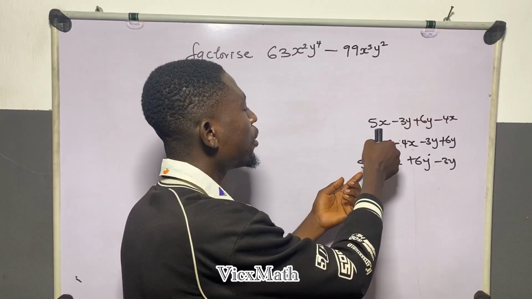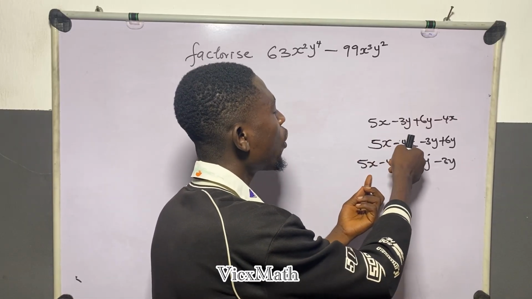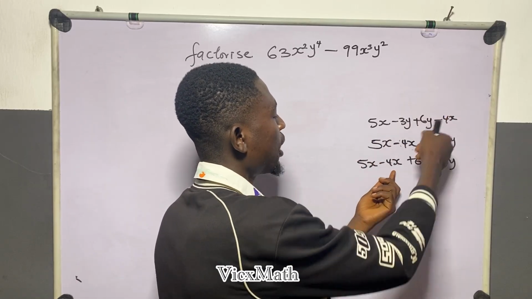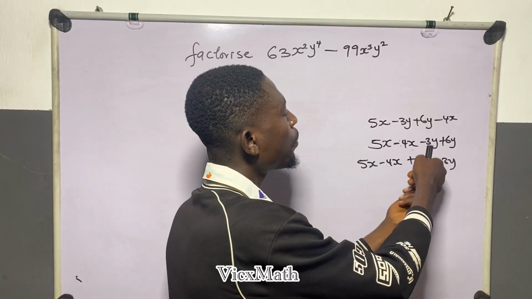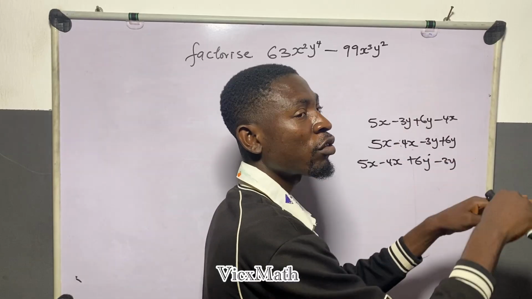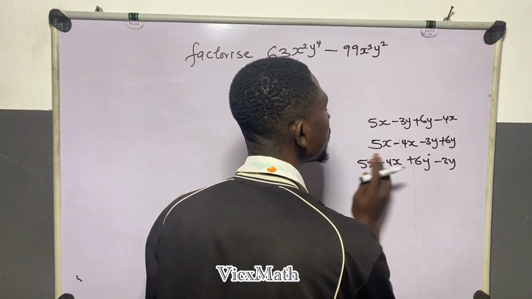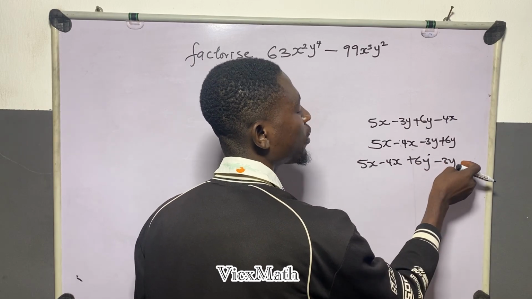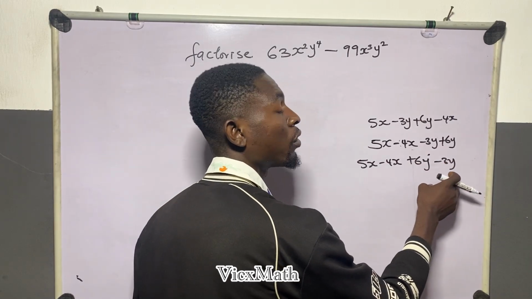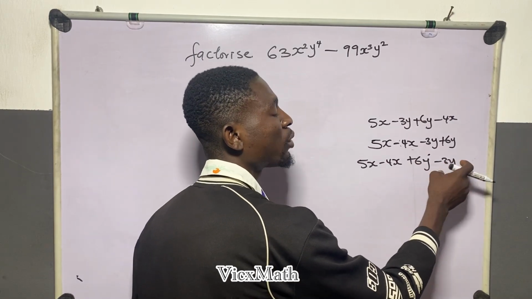So 5 is plus, it retains plus. 4 is minus, it retains minus. That's 4 is minus here. 6 is plus, it retains the plus. 3 is, as far as it didn't cross equality sign, it retains it. So at this point, 3 plus 6y minus 3y, they have the same what? The same variable. So this will give us what?